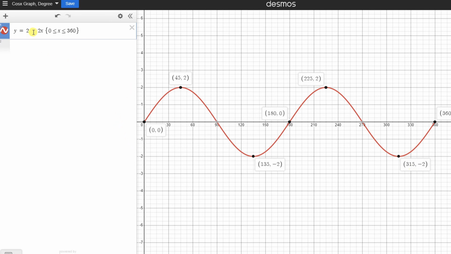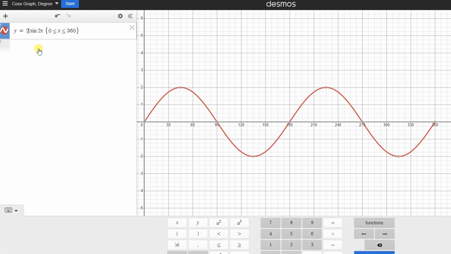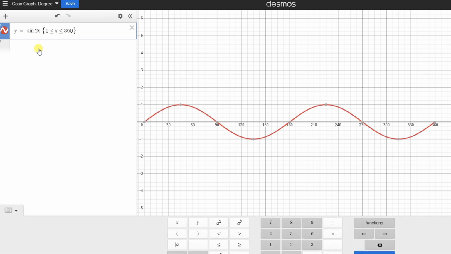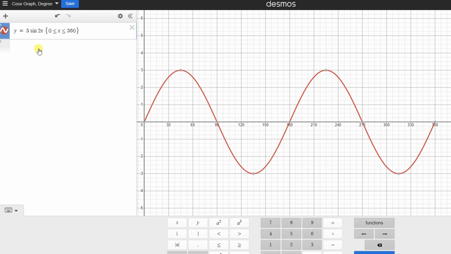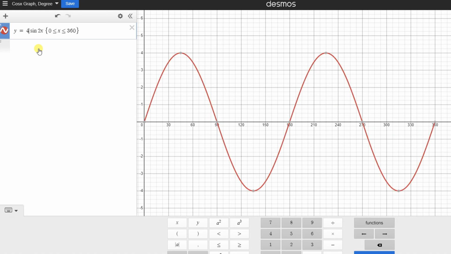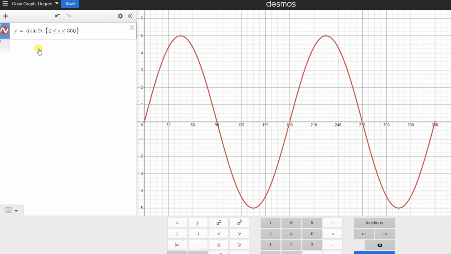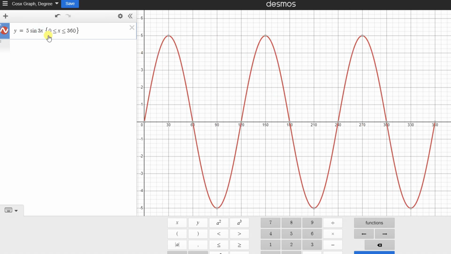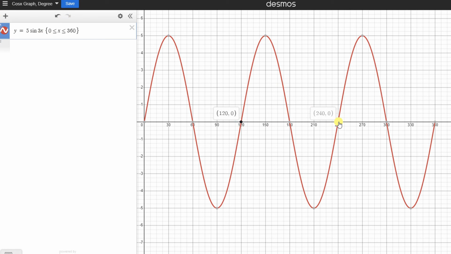Like cos, we can also change the value of the amplitude. If I write 3 there, it stretches till 3. If I give 4, it stretches till 4. If I give 5, then it stretches till 5. So if I keep 5, and if I change here to 3x, it means that it completes 3 cycles in 360 degrees. See, one cycle is at 120 degrees, the second cycle at 240 degrees, the third cycle at 360 degrees.